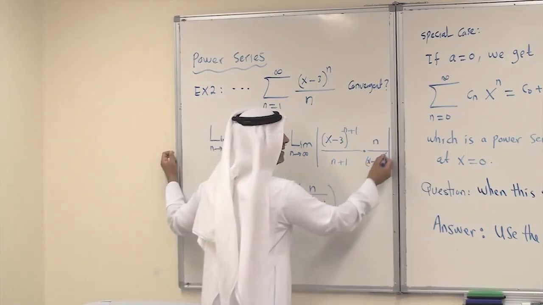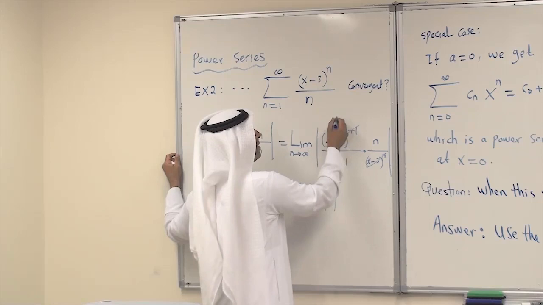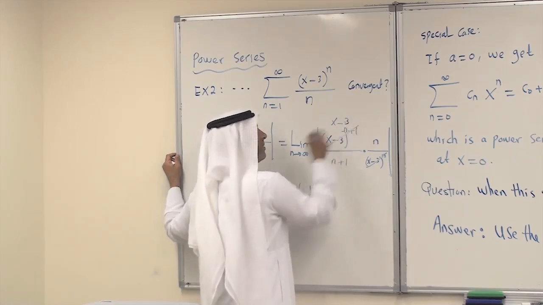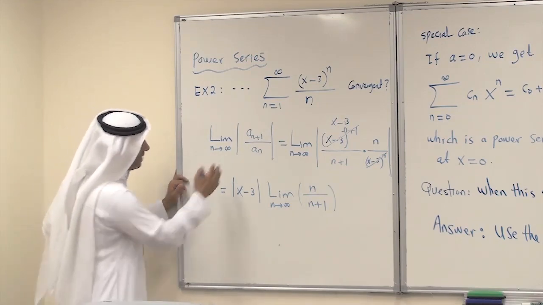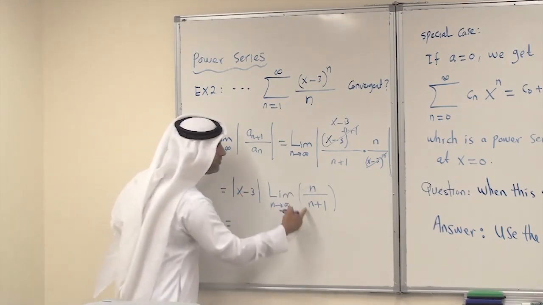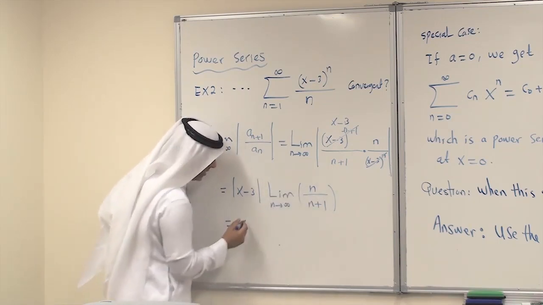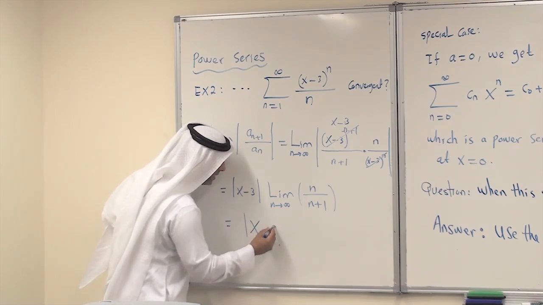What I did, I canceled (x minus 3) to the power n with (x minus 3) to the power n plus 1. It remains x minus 3 here. So what we have is the absolute value of x minus 3 times the limit. What is the limit of that expression as n goes to infinity? For sure, this goes to 1. So the final answer is the absolute value of x minus 3.